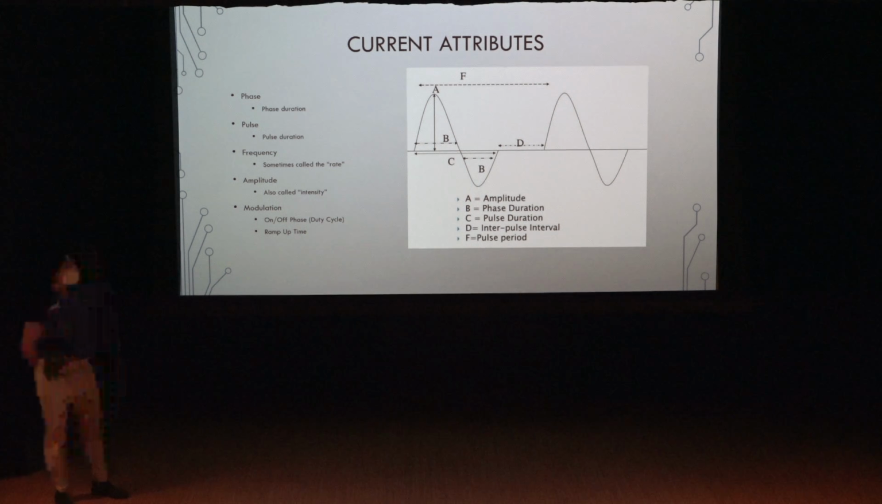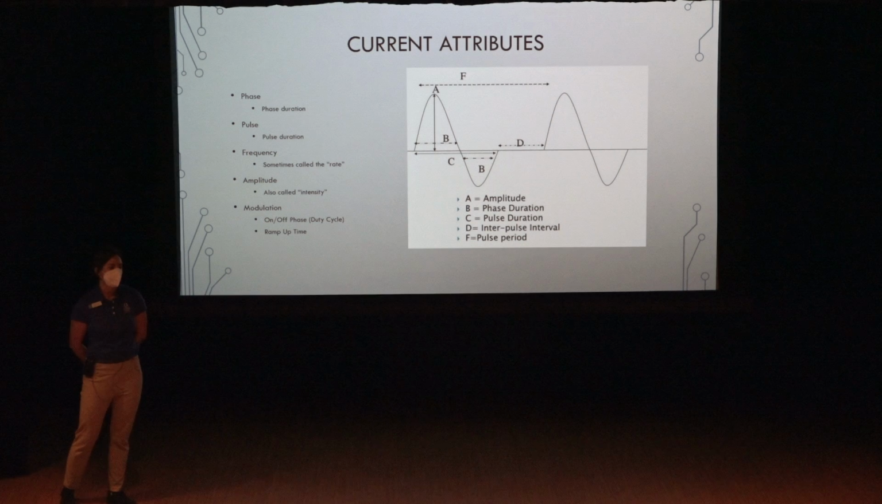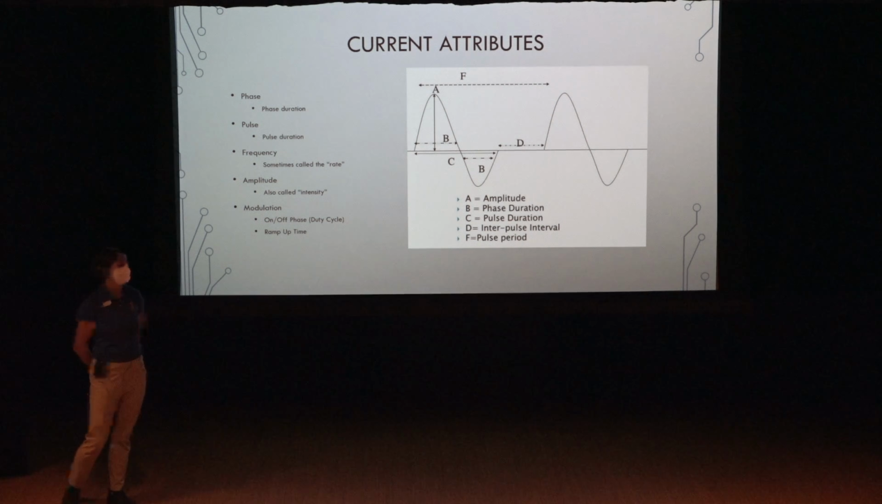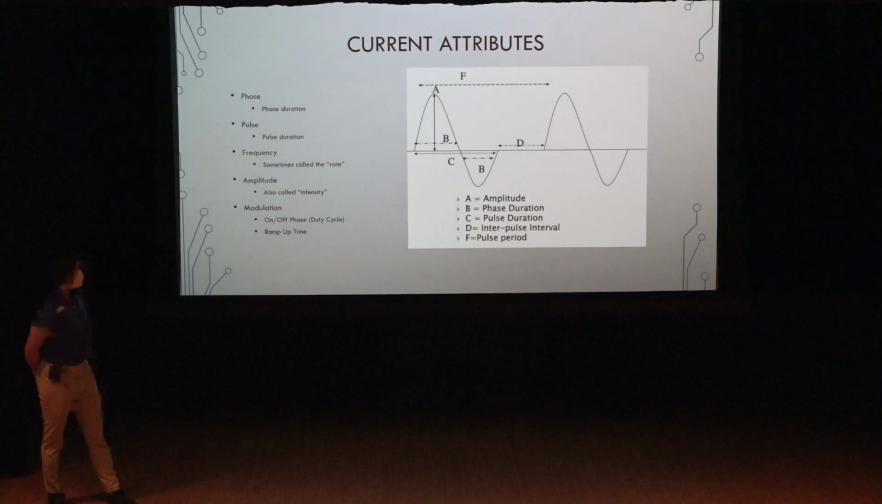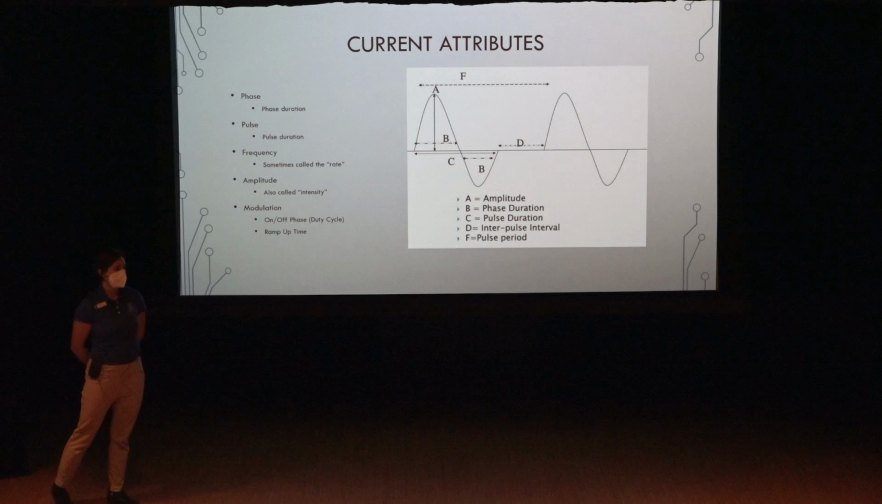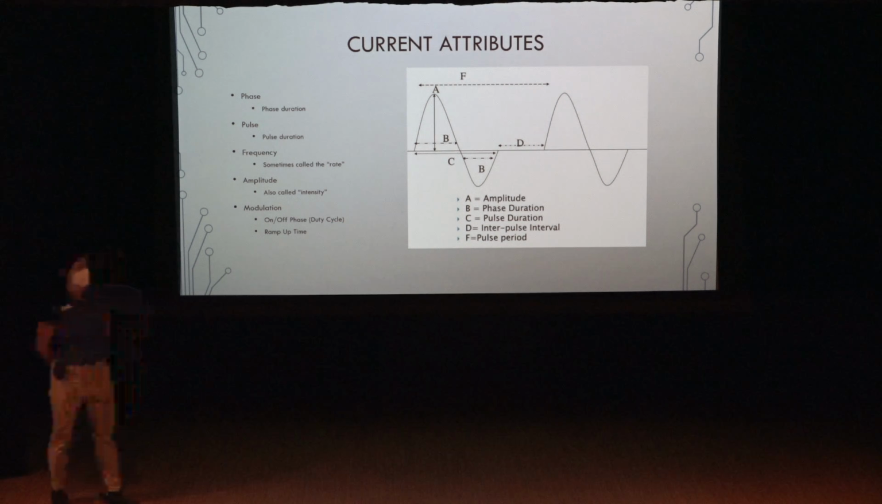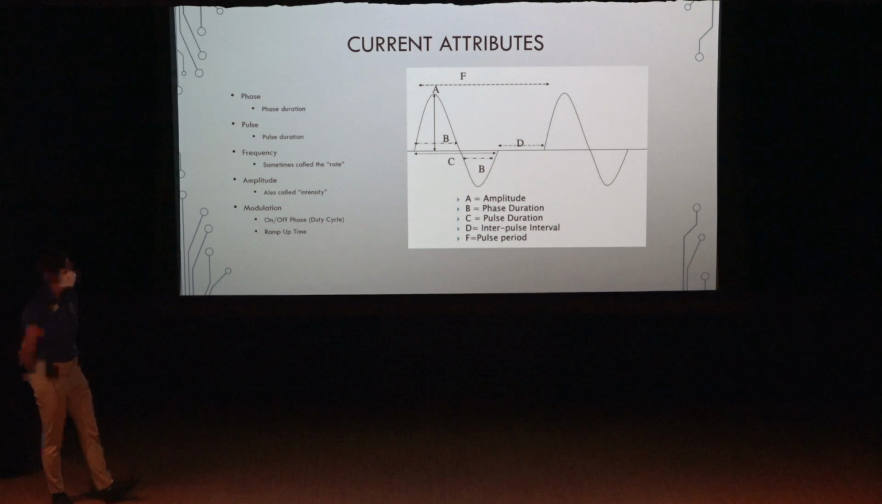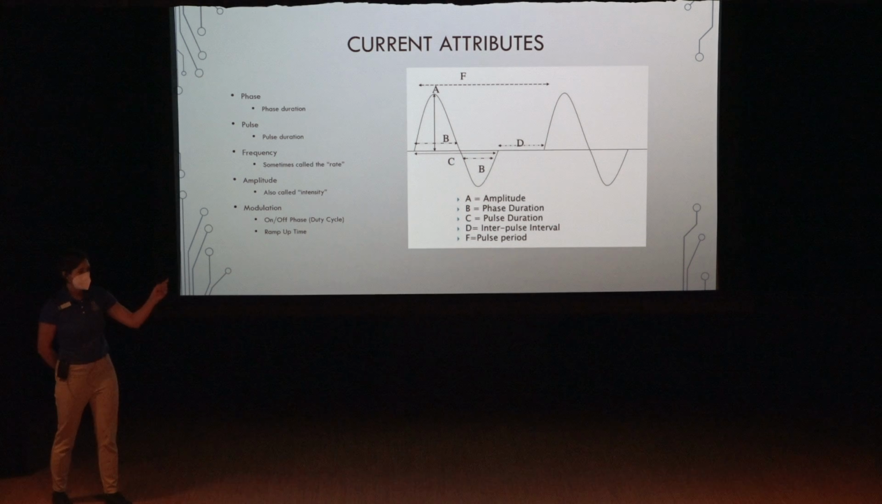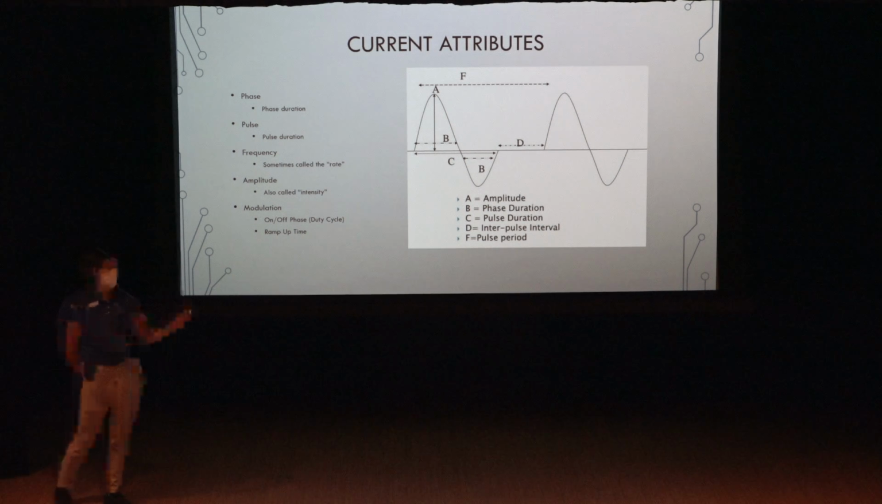Okay, and then frequency is the rate. Frequency is how many pulses occur per second. It's how many are waving per second. Okay, and then you have the phase duration, which is the length of time that the phase is happening. That's the length of time that machine is on. That machine is stimulating a current. When you have gaps, like depicted in D, that's an interpulse interval. That is when machine is off, no current is being delivered.